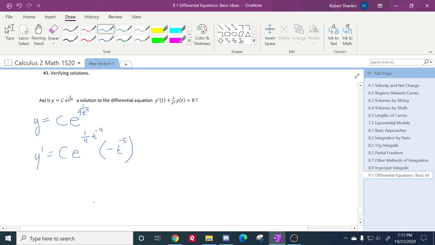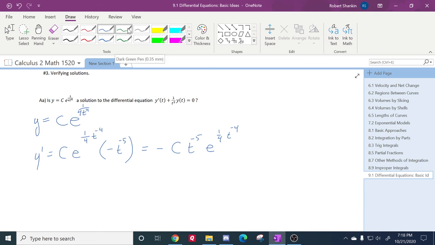Okay, and then that becomes negative c t to the negative 5 e to the 1/4 t to the negative 4. All right, so now I have y and y prime figured out. Is this a solution to this differential equation?